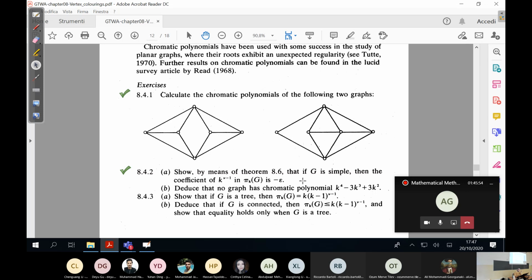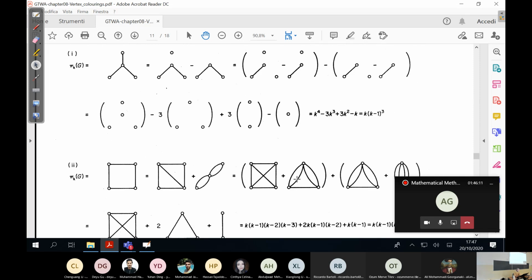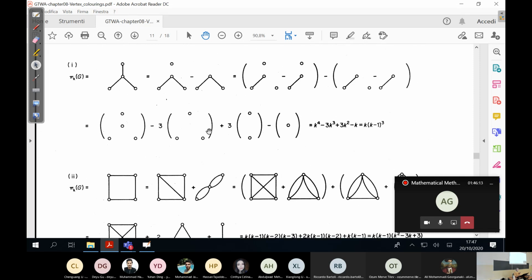We always start with simple graphs, but we can have non-simple graphs while working, okay? Now we'll see something. But first of all, let's see examples of computation. They suggest two different possibilities. I always prefer the first one, which is to go down up to the empty graph, or something of which you know anyway the chromatic polynomial.